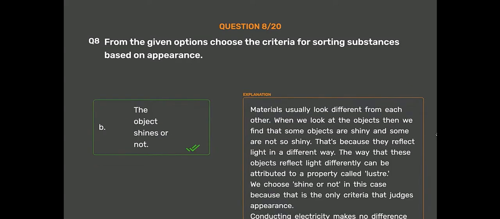Materials usually look different from each other. When we look at the objects, then we find that some objects are shiny and some are not so shiny. That's because they reflect light in a different way. The way that these objects reflect light differently can be attributed to a property called luster. We choose shine or not in this case because that is the only criteria that judges appearance. Conducting electricity makes no difference in the appearance of objects. The solubility of a certain object cannot be defined just by looking at it. Similarly, whether an object can be compressed or not cannot be determined simply by looking at it.